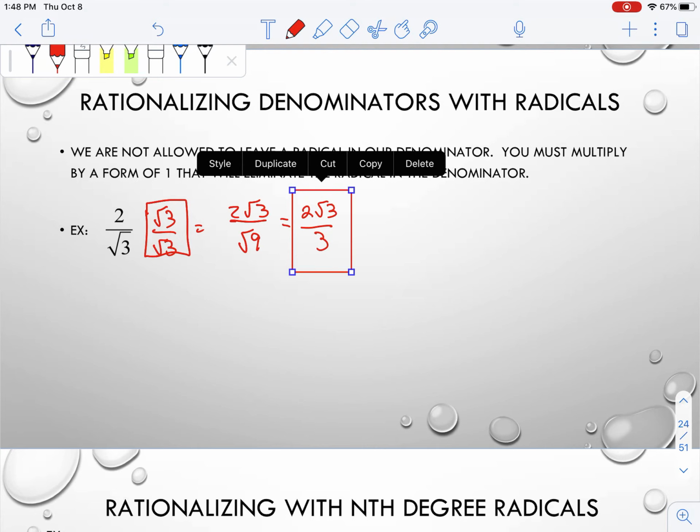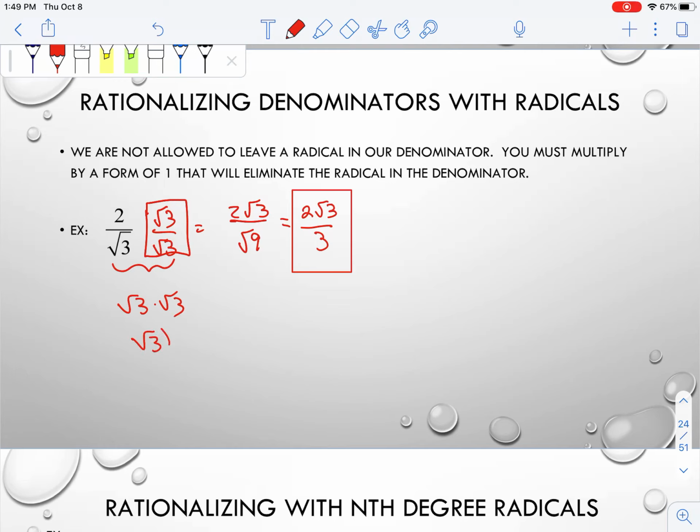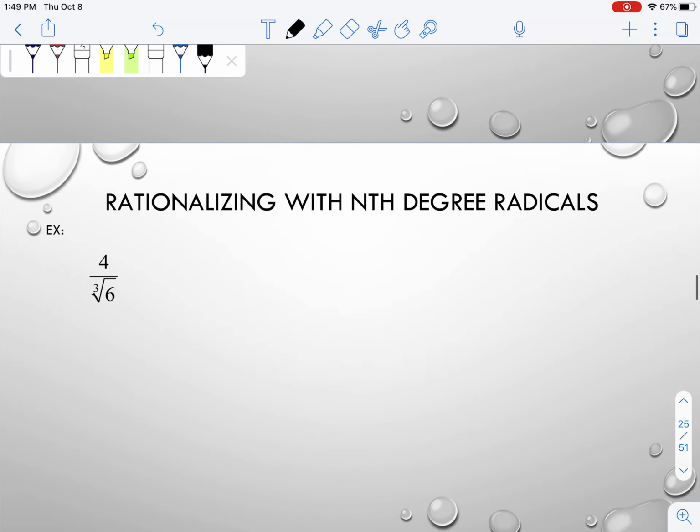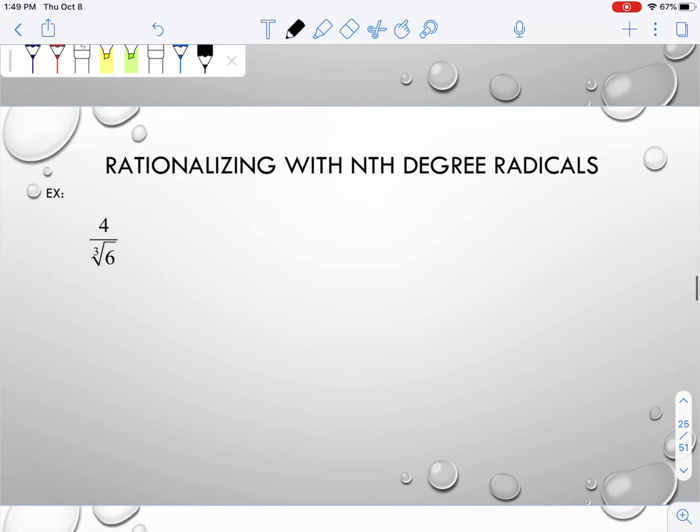We can use that idea down here in our denominator. Root 3 times root 3 is root 3 squared, and the square and the square root are going to cancel out, and the 3 is going to fall out. We're going to stick to that idea and apply it to the next question. Because this is the square root, I only needed an exponent of 2. Down here, I'm dealing with the cube root. So now I need 3 of the same number multiplied together. I need it to be a perfect cube in order for the cube root to cancel out.